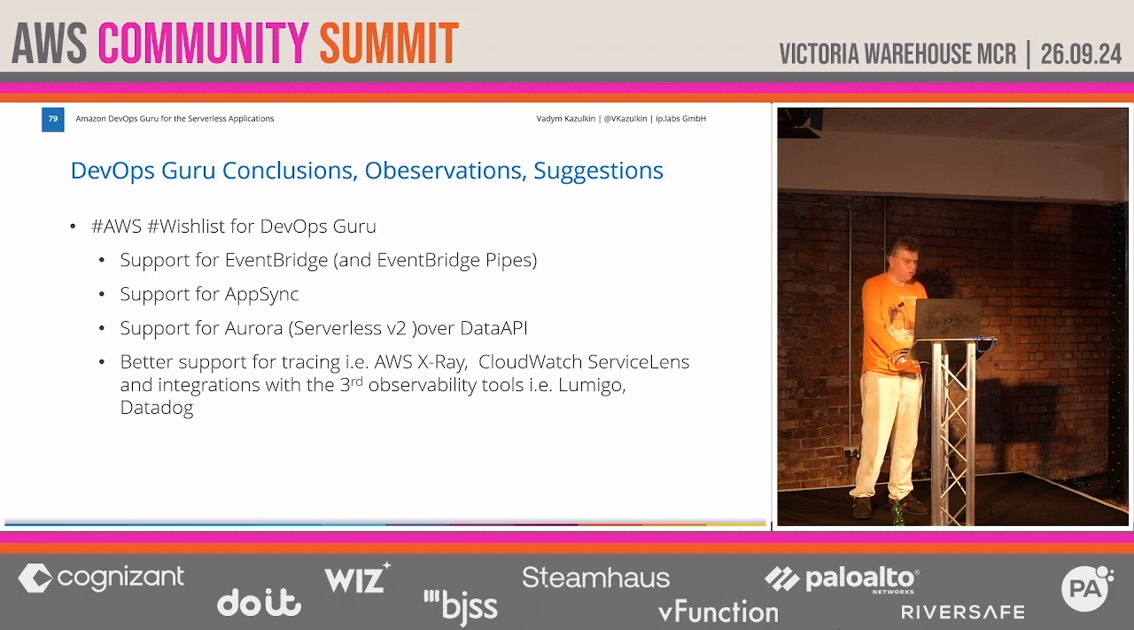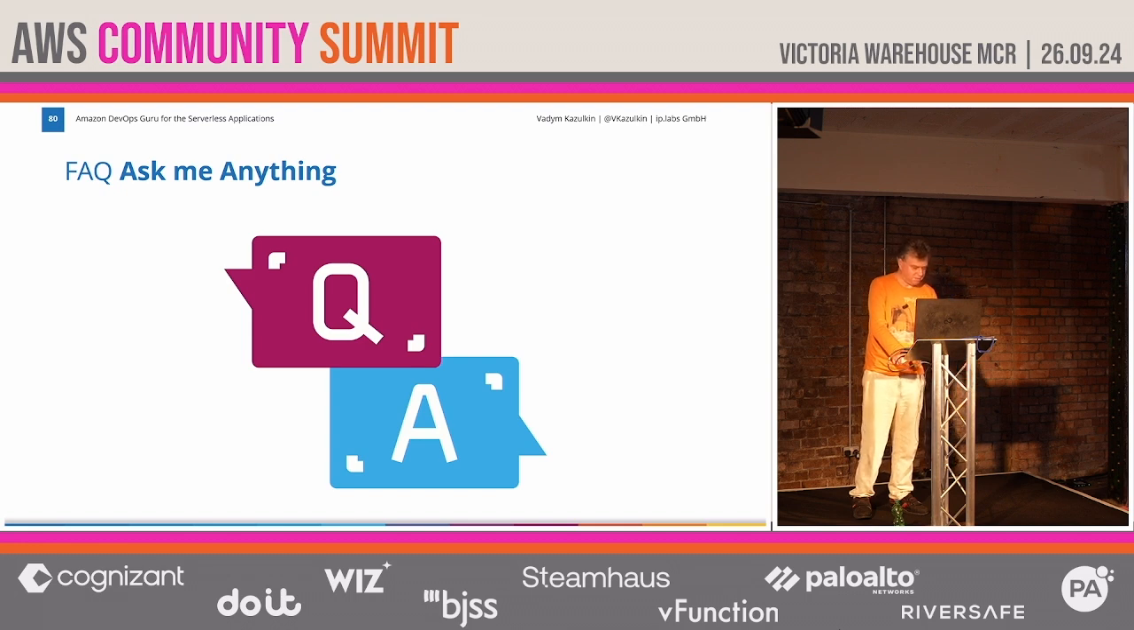And I personally wish for better integration with observability tools like X-Ray, but maybe also third parties like Lumigo and Datadog, because sometimes you don't use X-Ray, you use something third party. But generally, that will be my recommendations. And basically that's it. So maybe some closing thoughts, especially in the serverless space.